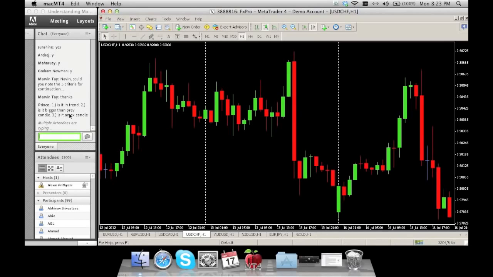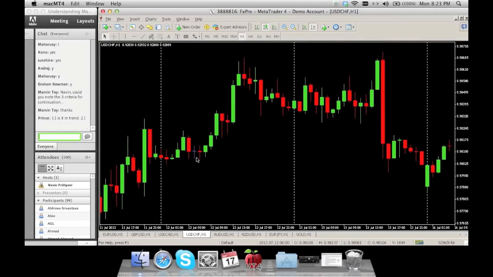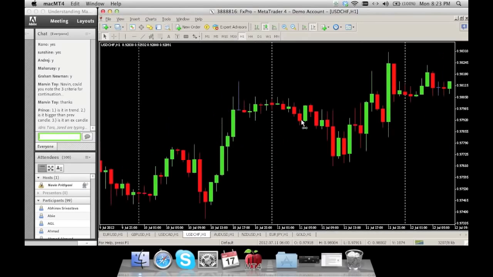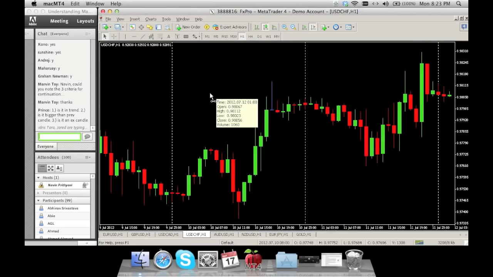Is it in a trend? Is it bigger than previous candle? Very good, Prince. Very good. Okay, so the next pattern we're going to discuss is also a trend continuation pattern, but it's a different one. This is what we call a false exhaustion pattern. Okay, and we'll get to what that means in a bit.